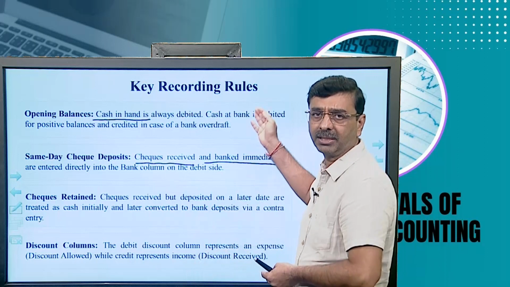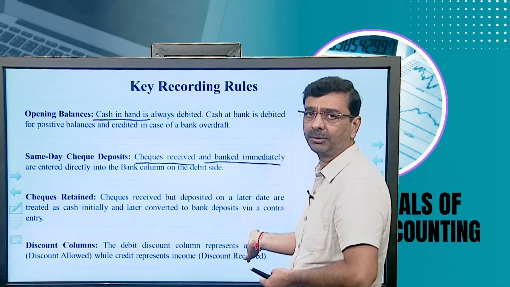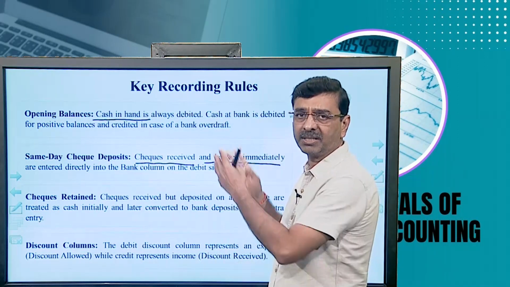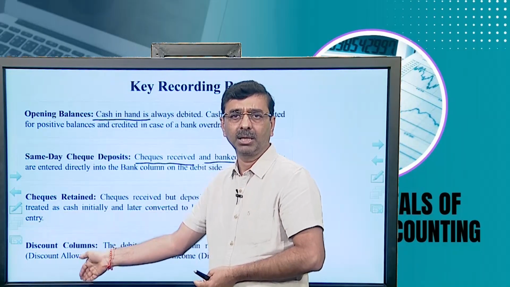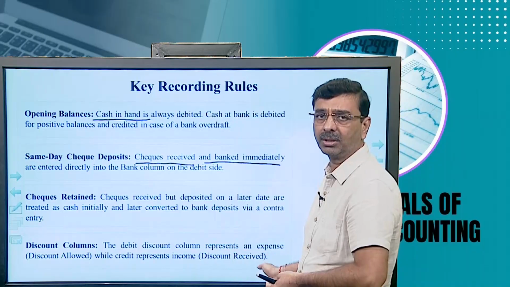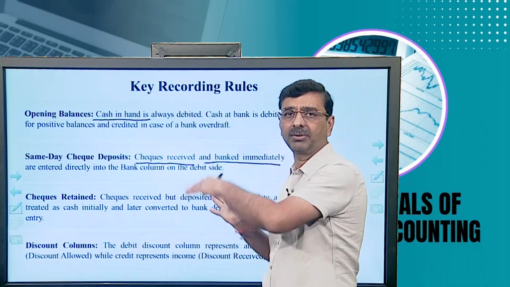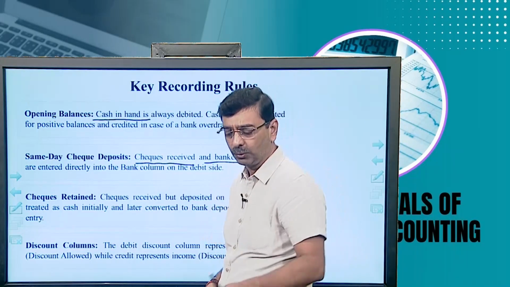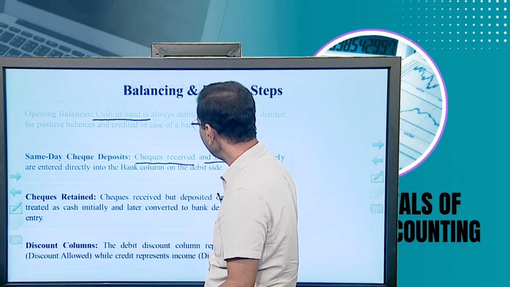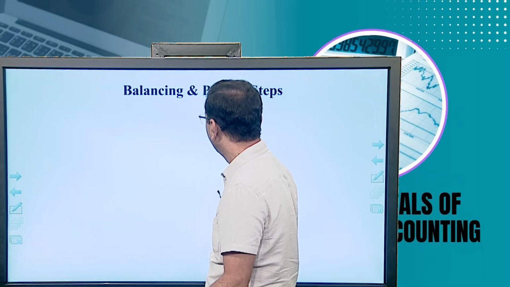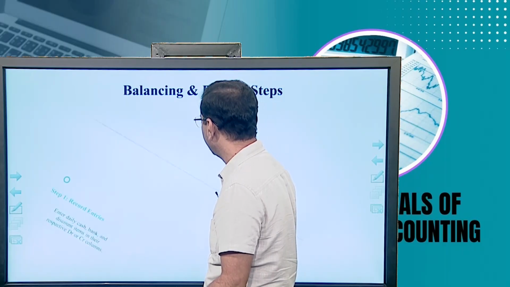So it will be considered your income, and it will be recorded on the credit side. At the end of the specific period, we have to make a total of the debit, that is discount allowed, and the credit, the discount received. The total of each, discount received and discount allowed, will be transferred into the ledger account for the closing balance. Now, the balancing and posting steps, how it will be recorded.